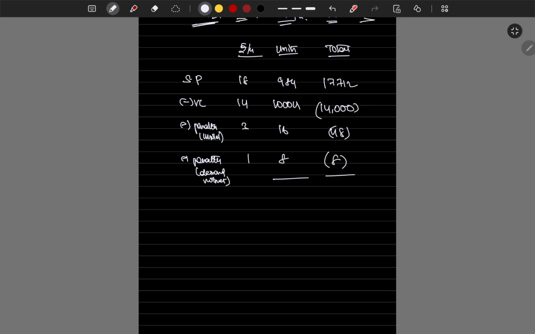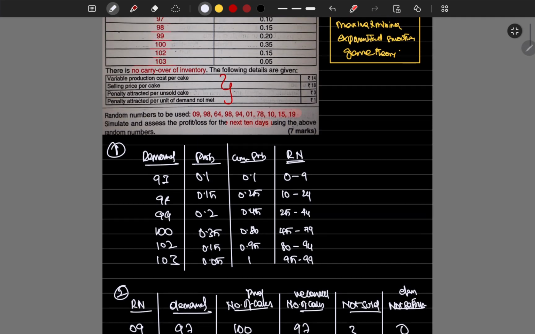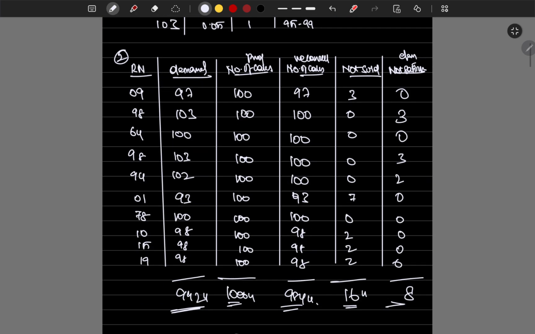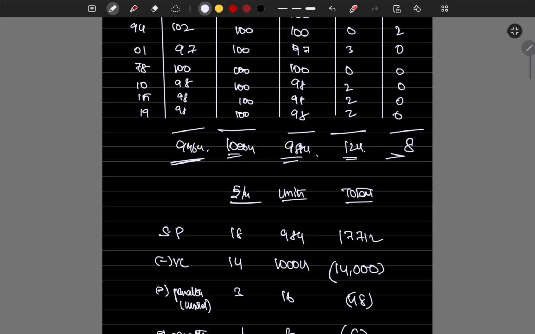Okay, so 17,712 minus 14,000 minus 48 minus 8, which is, guys, I've done a little mistake. This is not 93, this is 97. I've taken a value wrongly here. So this comes to 97, this comes to 3. Okay, then it reduces the units to 988 units, 996 units.